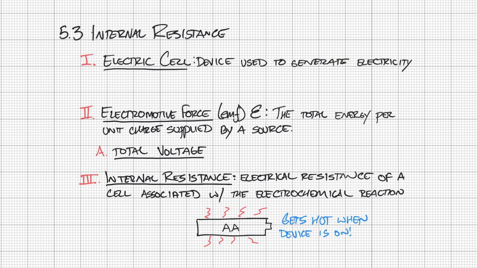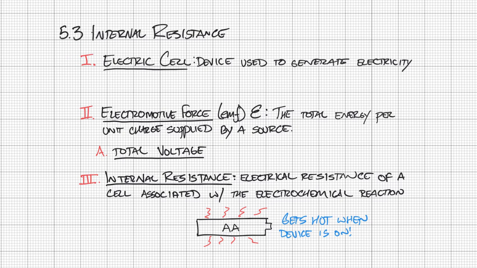All right, so Unit 5.3 talks about something called internal resistance. And internal resistance is really exactly what it sounds like, where there is some resistance which is within an electric cell. So a few definitions for us before we go through some examples of this.